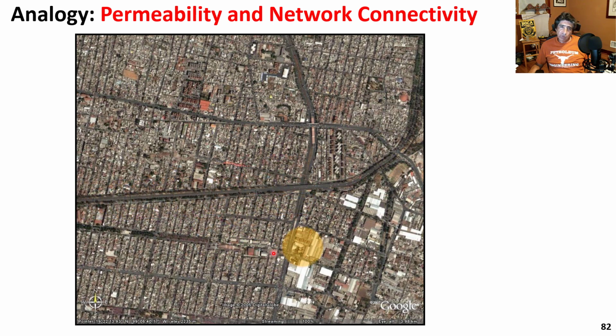And look at what happens in the intermediate arteries here that have smaller throat sizes. Well, fluids are going to move there, but the interstitial velocity is not going to be the same. So if you were to capture the size of all these avenues and streets, that will be the porosity of the rock.